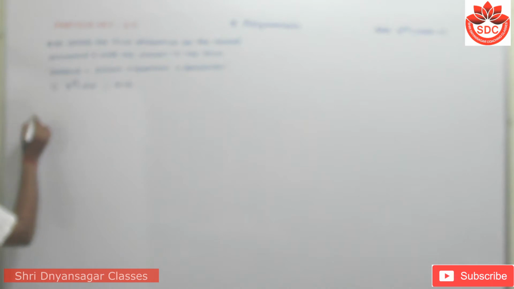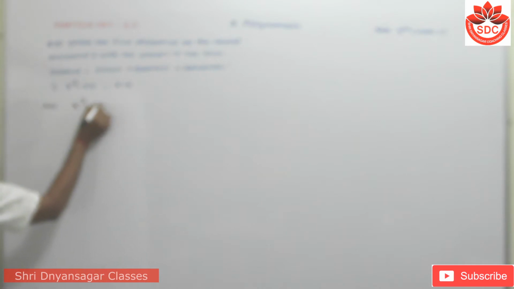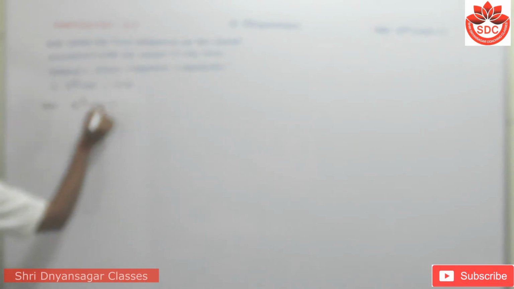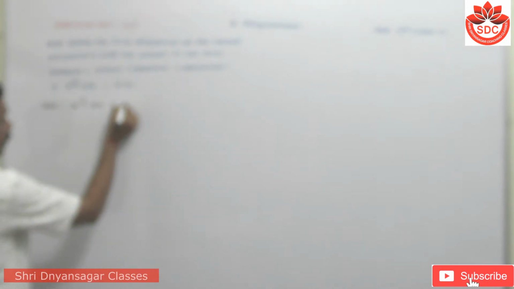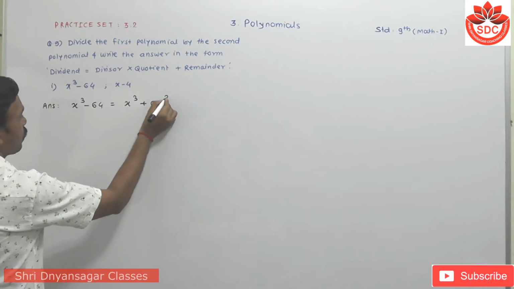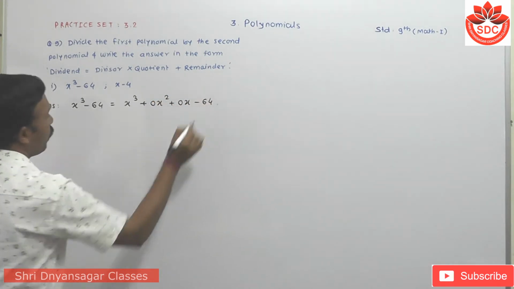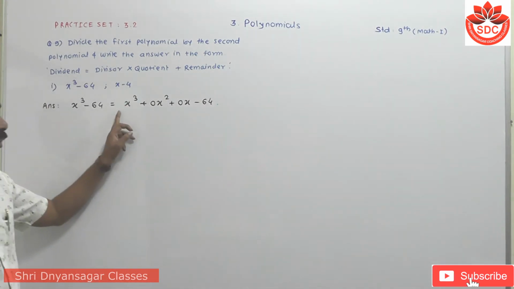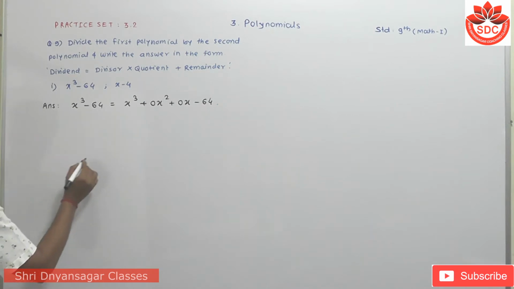First, to solve such a question, I have to write x cube minus 64 in index form. The missing terms you have to take as 0 here. So I write x cube plus 0x square plus 0x minus 64, because the degree is 3, there are 4 terms. Now I have to take the division of it.